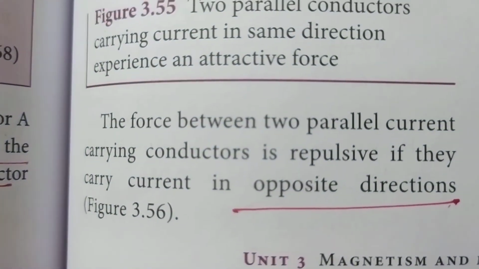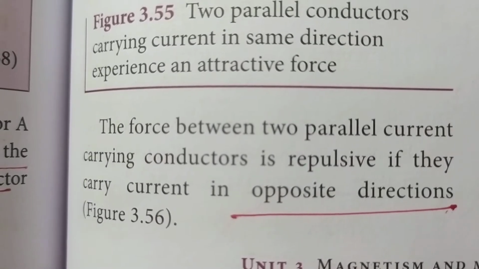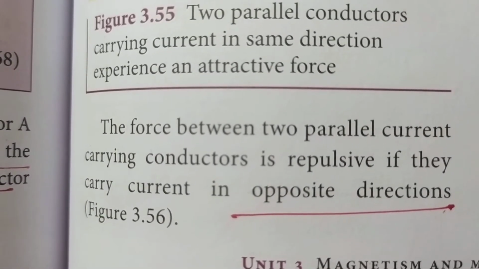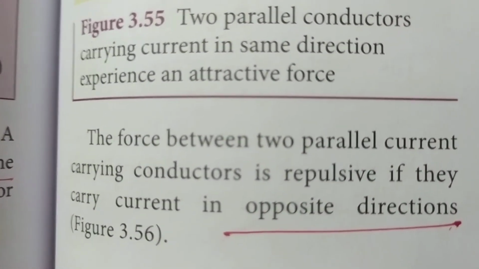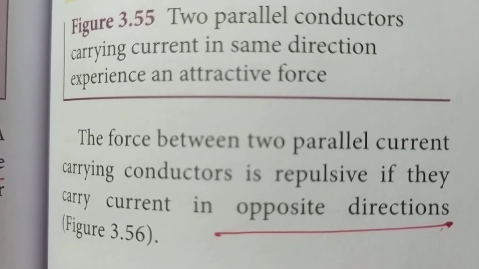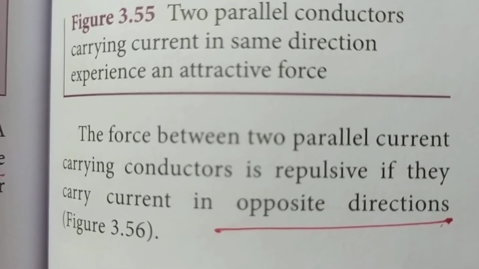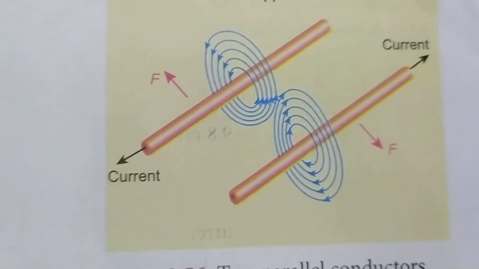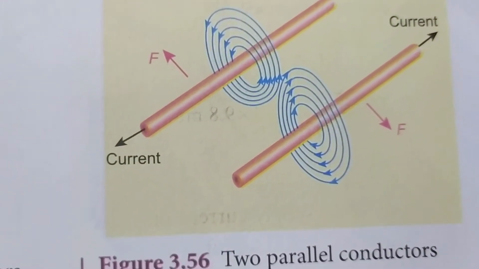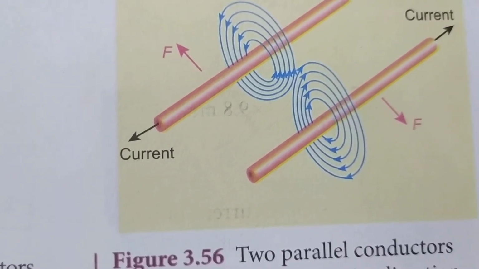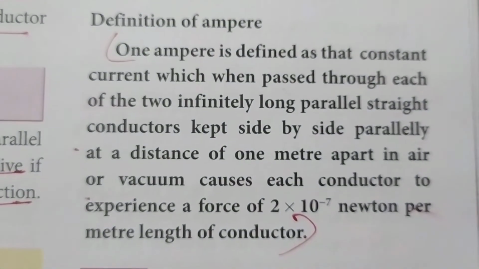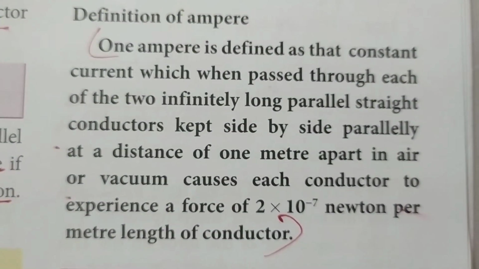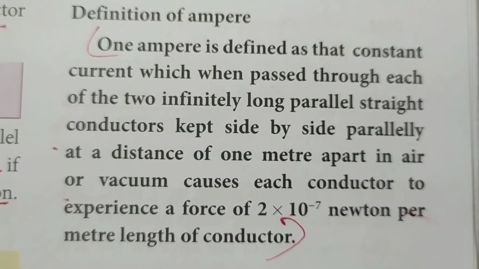Suppose the current flows in the opposite direction, the force will be repulsive. So the force between two parallel conductors is repulsive if they carry current in opposite directions. This diagram shows the currents flowing in opposite directions, where the magnetic induction is somewhat different, so they will be repulsive in nature. And from this you can define what is 1 ampere, and you have already studied this definition in your 11th standard.